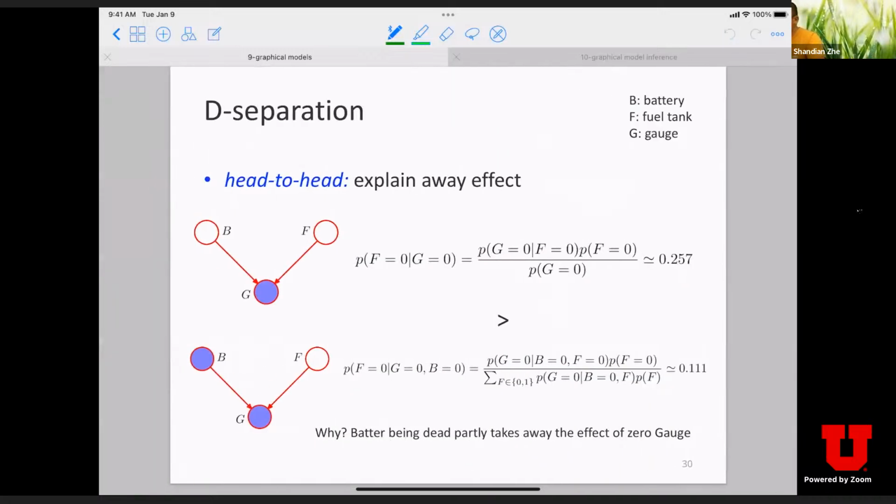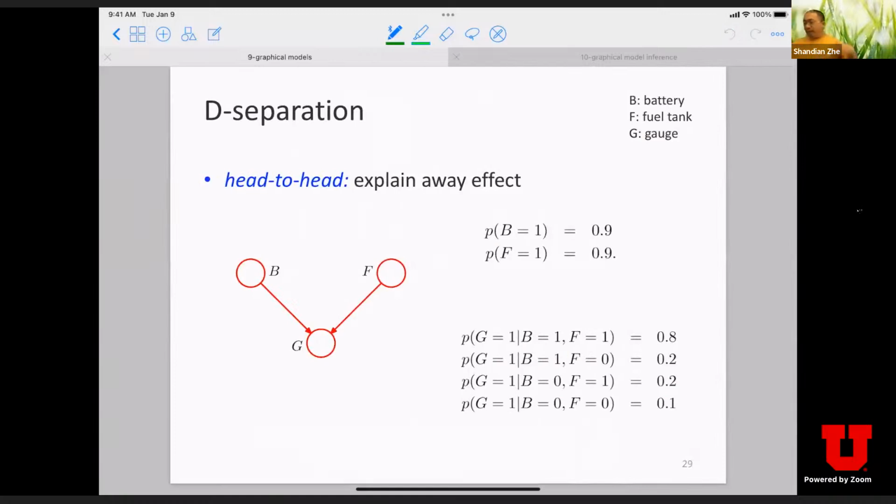Okay, so before we wrap up the three basic cases, we just want to showcase an interesting effect in Bayesian networks, which is called the explain away effect. A prominent example is based upon this head-to-head architecture. We're going to create some meaning for the variables in this head-to-head Bayesian network. So we define three random variables: B, F, and G. So B and F are parents of G.